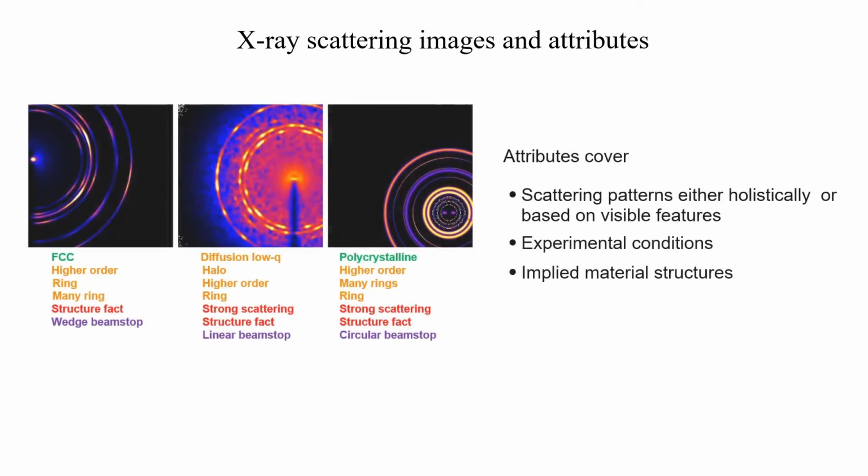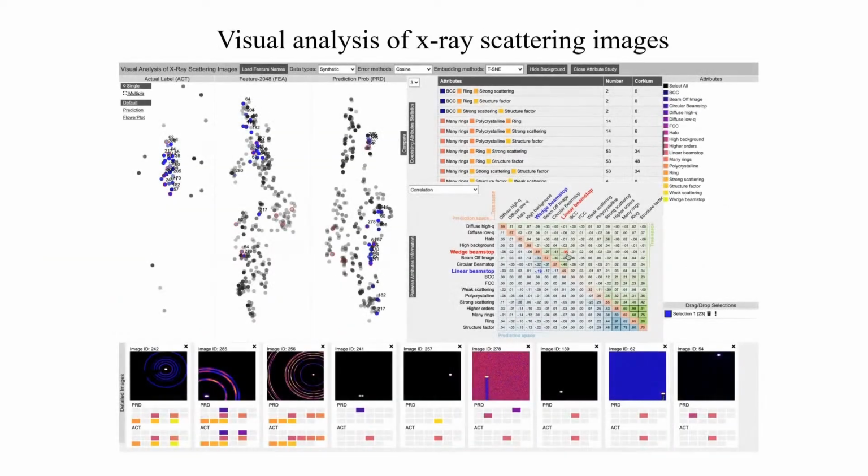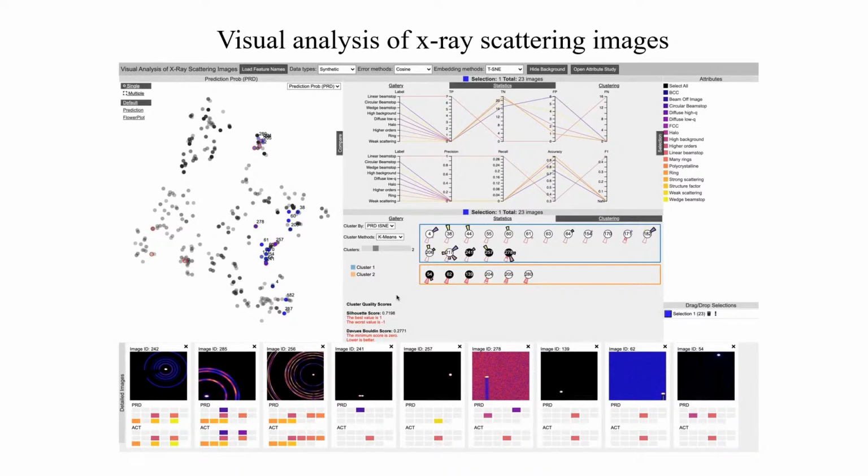Existing visualization tools for deep learning classification are mostly working on natural images with mutually exclusive classes. The classification of X-ray scattering images is more challenging since their multiple structural attributes have complex relationships. So, we built an effective visualization system to study the model performance and to find questionable labels or outlier images for scientists' further improvement.